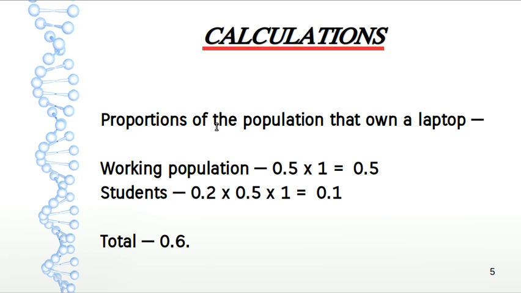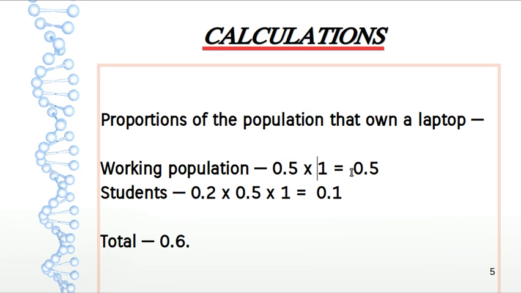Now the proportions of the population that own a laptop are: from the working population 50% into 1, which comes out to be 0.5. Then students are 0.2, so 0.2 is 20%, and we assumed that 50% of that 20% own a laptop, so we will multiply it by 0.5 and we will have 0.1. Then we have a total of 0.6. So this 0.6 is the proportion of the population that has a laptop in USA.